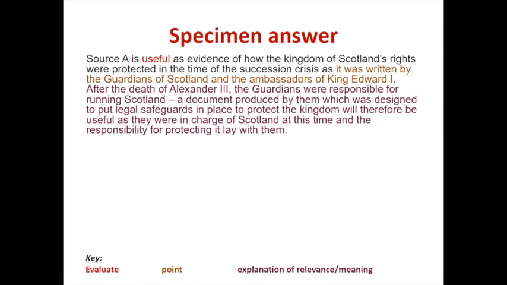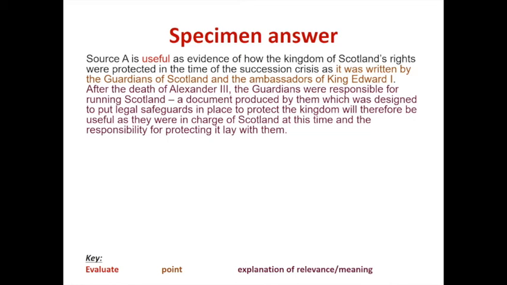Source A is useful, so that's us making our evaluation, as evidence of how the Kingdom of Scotland's rights were protected in the time of the succession crisis. Now I have just pretty much gone verbatim and copied the question into my opening line there, and that's good practice for you guys to do too. So I've made a judgment, I have mentioned the question, and here's my point. It was written by the Guardians of Scotland and the Ambassadors of King Edward I. So I'm covering author here.